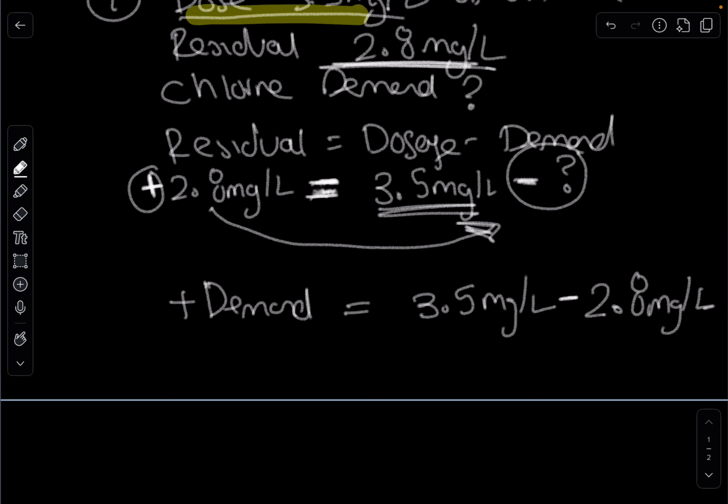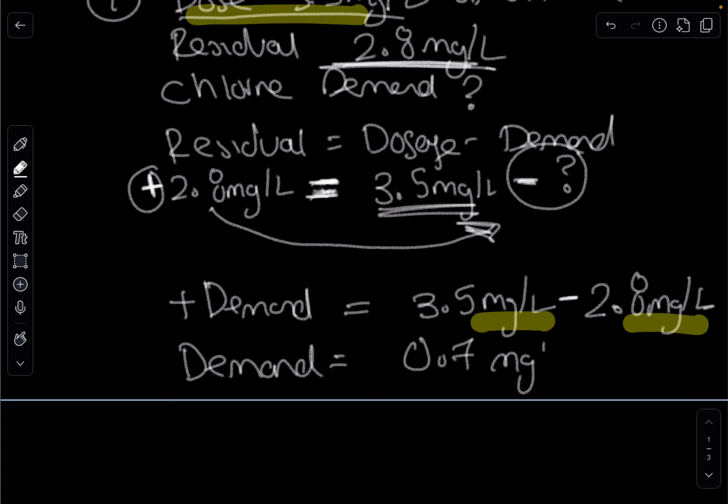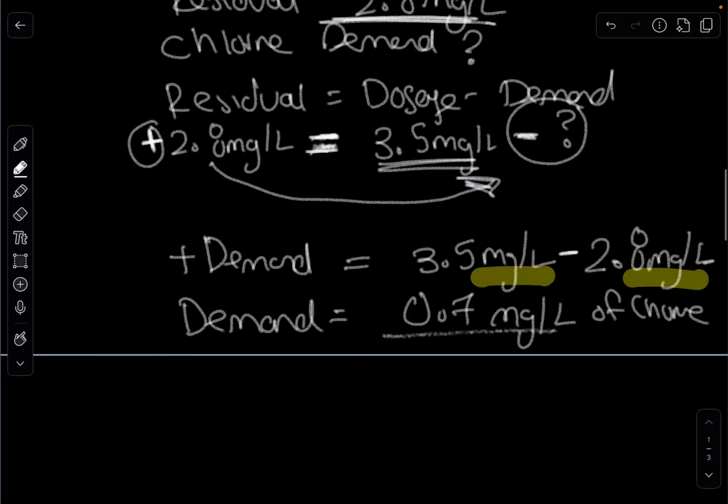So before I do anything, I always check, are my units the same? Yes, they are. And that makes our life easy, which means we can simply subtract 3.5 minus 2.8, and that gives us a demand of 0.7 milligrams per liter. So 0.7 milligrams per liter of chlorine reacted with impurities, and that is our demand.